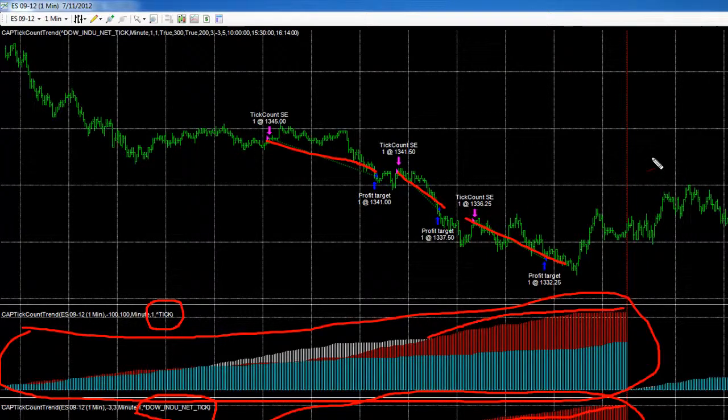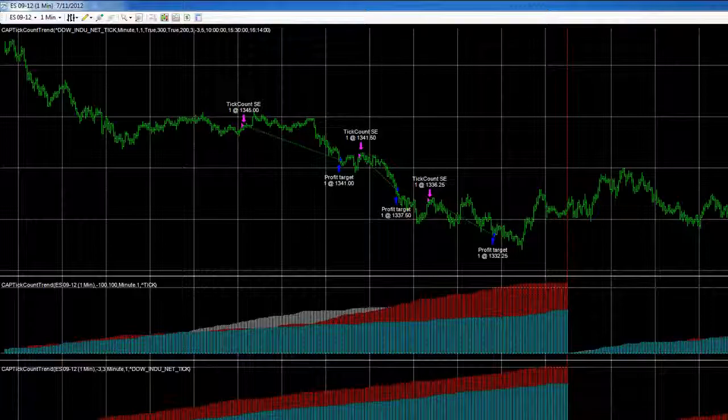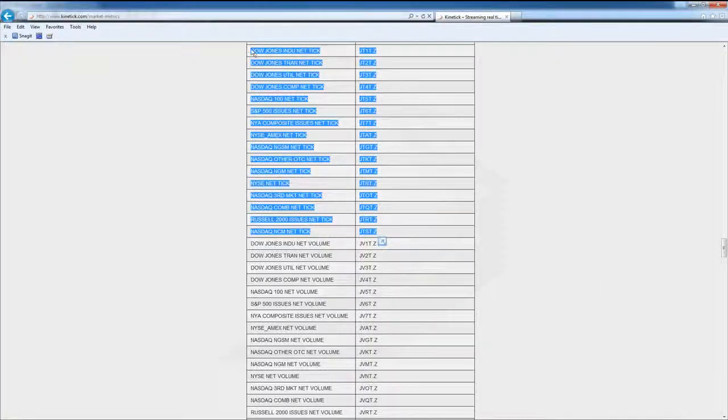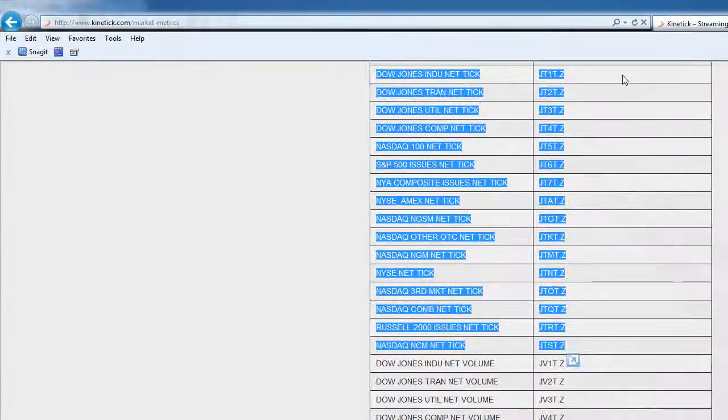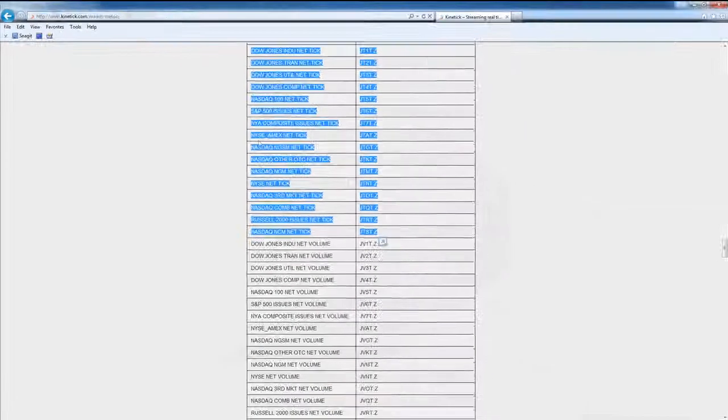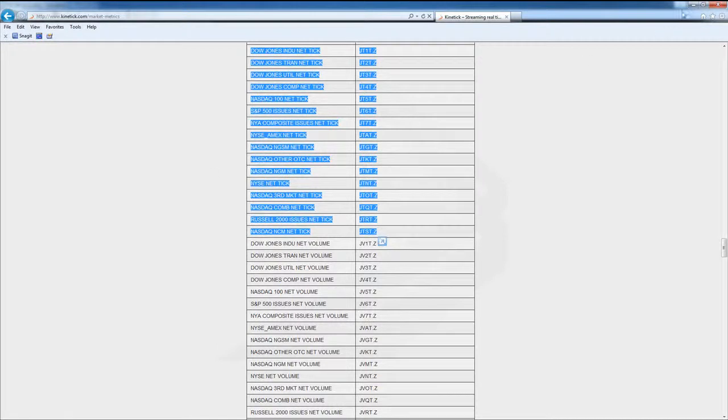And this represents the Dow tick version, but there's 16 different versions of tick, and you can take a look at them here in the Kinetick data feed. We're going to look at those tomorrow, how you set those up in your platform in NinjaTrader, and some of the different settings. You could trade different indexes and different tick symbols.